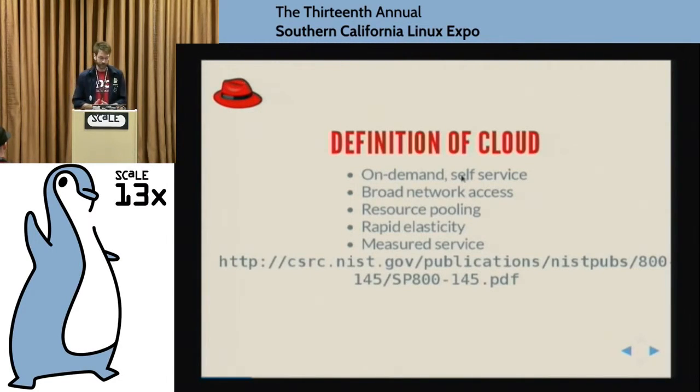And then finally, there's measured service, and that means the ability to send somebody a bill. This is the metering that says who's using how much when and for what. And so you can bill based on CPU time or storage time or whatever you choose, but that is all being metered as you go.